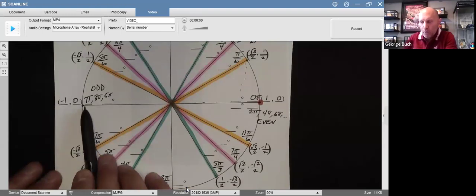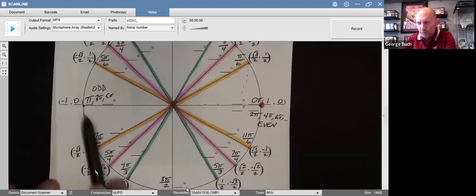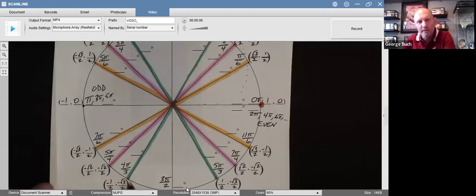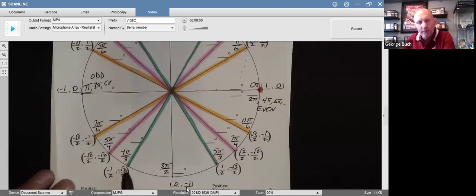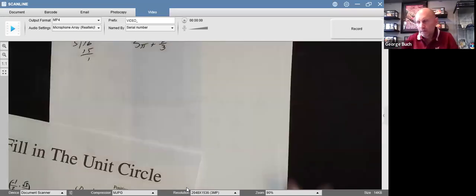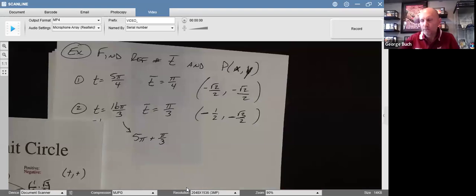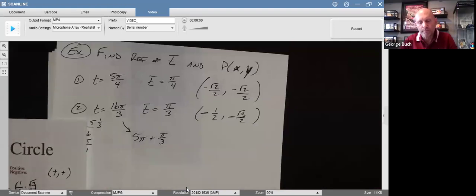And then I have to go 1 more third. Well, 1 more third is one green line, which puts me down here in quadrant 3 where they're both negative. So therefore, both of these have to be negative. So my answer is negative 1/2, negative root 3 over 2.